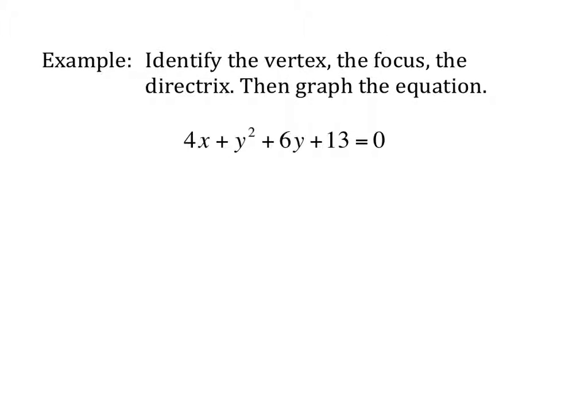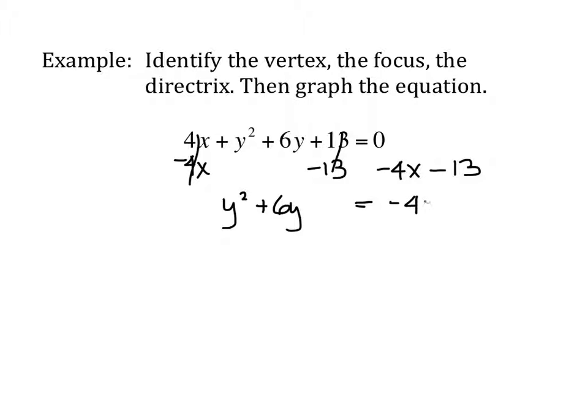So here's the one we're going to do. Since the y is what's squared, we are going to move anything that's not a y to the other side. So the 4x and the 13, we're going to move them off to the other side of the equation. I'm going to do that by subtracting the 4x and subtracting the 13 from both sides. They cancel on this side, so I now have y squared plus 6y equals negative 4x minus 13.